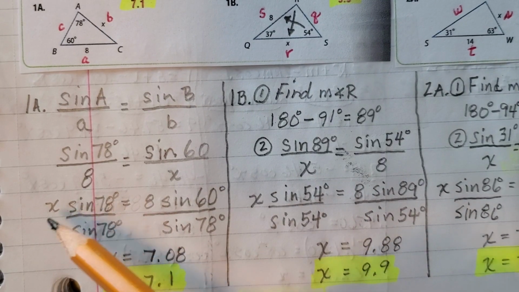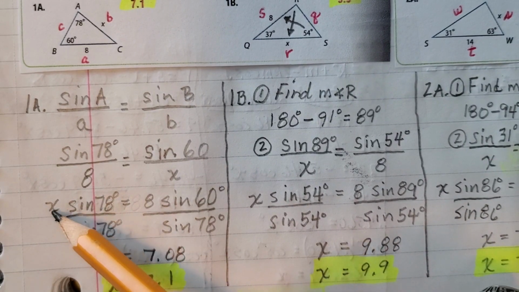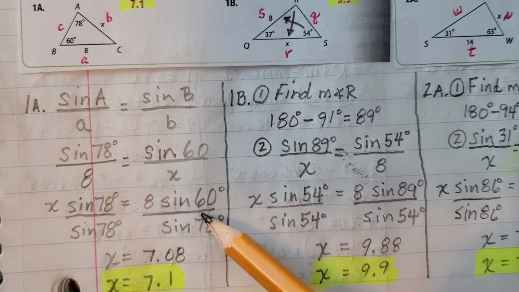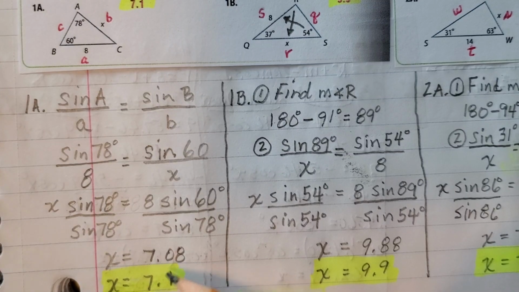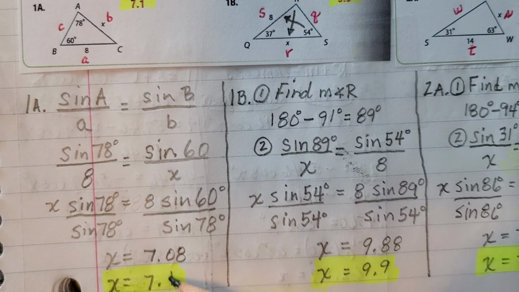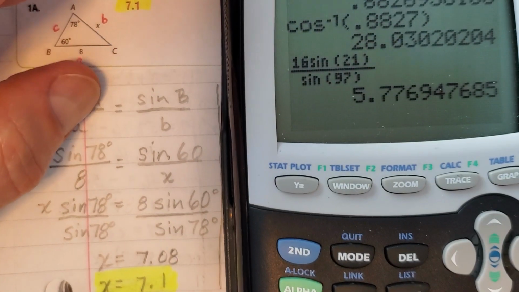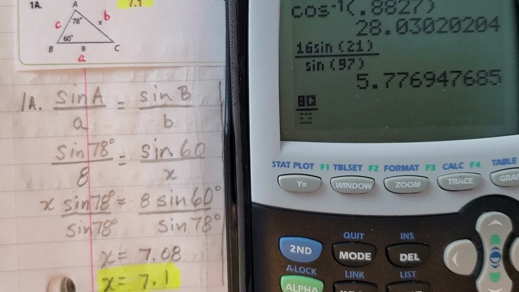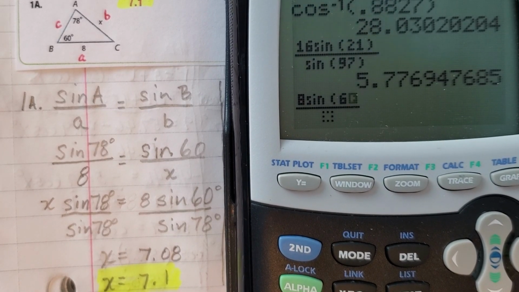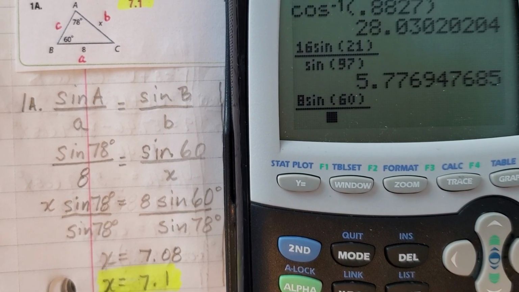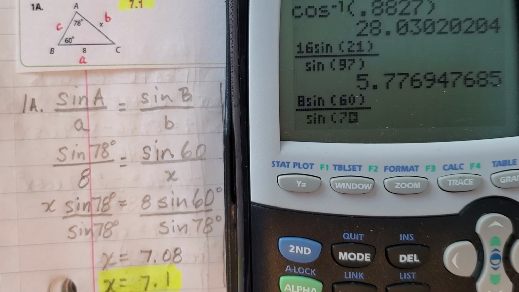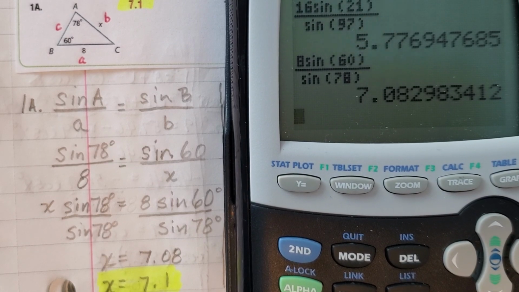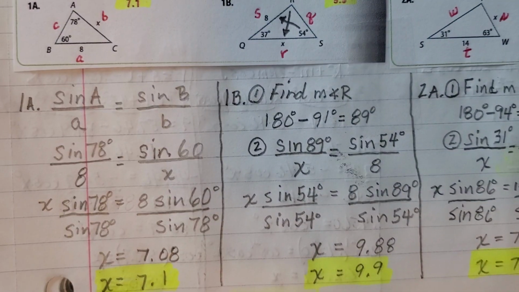Divide by the sine of 78, and notice that my division doesn't go past into the x. Bring the x down, and then you do this on the calculator, and you get 7.08 or 7.1 if you're rounding to the tenths place value. So let me do that again on the calculator. Alpha F1, I like to set that up, and I would go 8 sine of 60 over sine of 78. Parentheses, you don't have to have the parentheses, but here's your answer. Okay, that's that one.